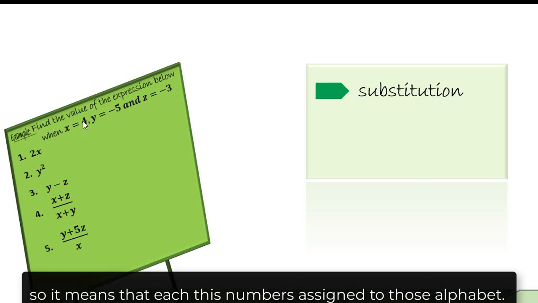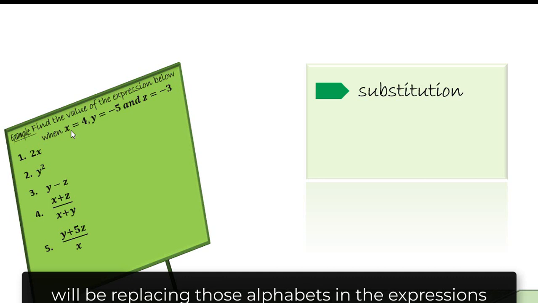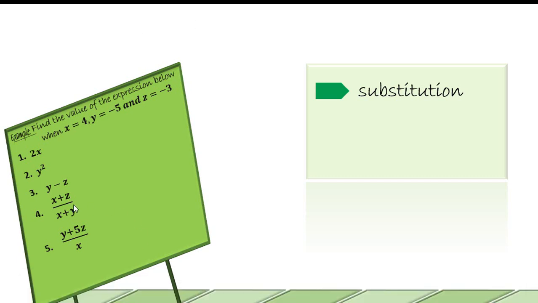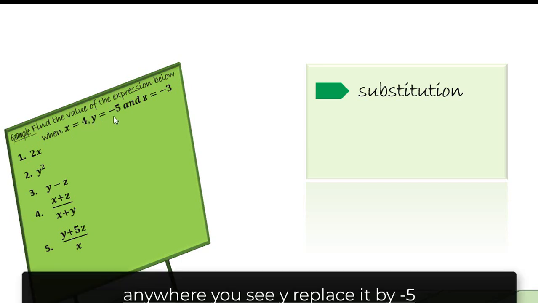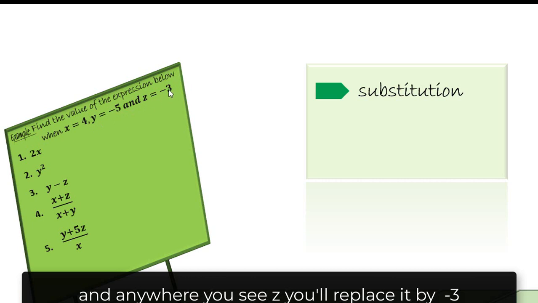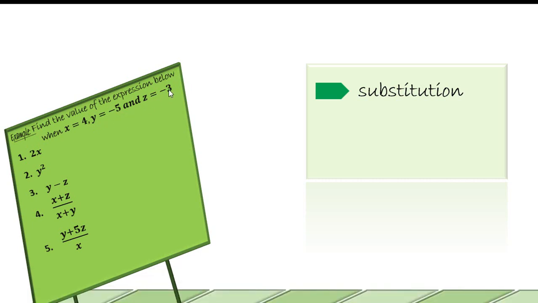It means that each of these numbers that are assigned to those alphabets will be replacing them in the expression. Let me say that again. Here 4 is assigned to x, here minus 5 is assigned to y, here minus 3 is assigned to z. So anywhere you see x, you replace it by 4. Anywhere you see y, you replace it by minus 5, and anywhere you see z, you replace it by minus 3. That is just what we want to do.